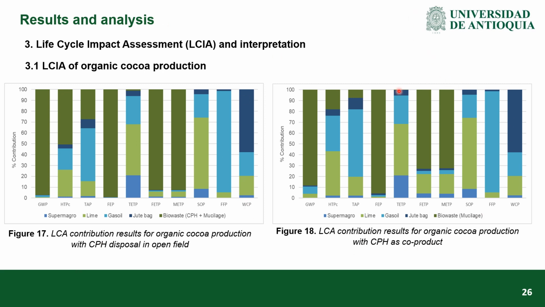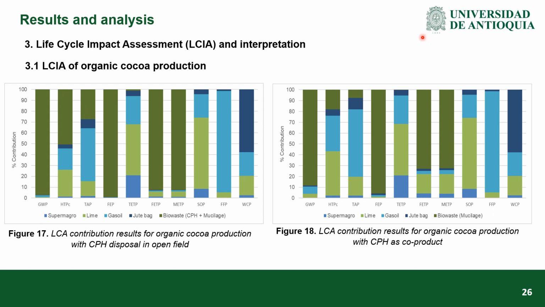When CPH is not included as part of the biowaste generated during organic cocoa production, its contribution decreases in the impact categories as the amount of biowaste significantly reduces.